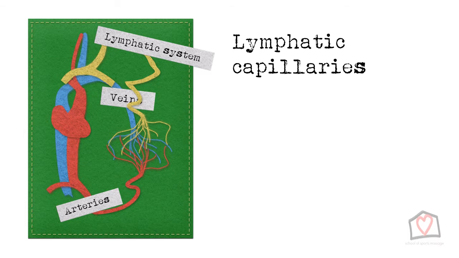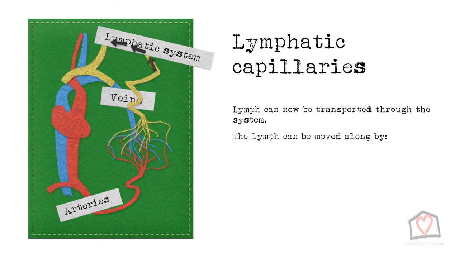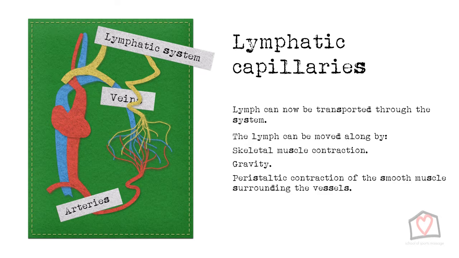Lymph can now be transported through the system. The capillaries pass into larger lymphatic vessels, where the lymph can be moved along by a number of factors. The first of these is skeletal muscle contraction. Gravity is also a key player, draining lymph where the limbs are elevated. The third mechanism is peristaltic contraction of the smooth muscles surrounding the vessels.